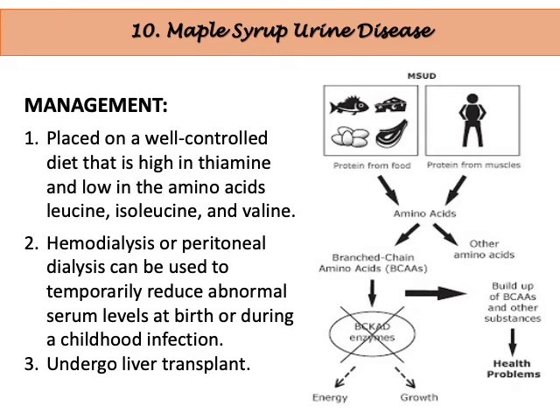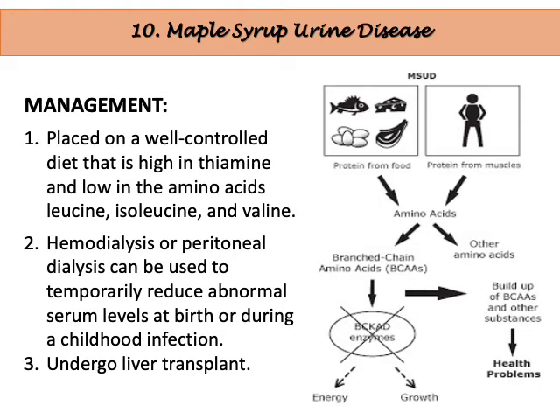First, important is to place the child on a well-controlled diet that is high in thiamine and low in the amino acids leucine, isoleucine, and valine. If done early, on the first or second day of life, cerebral degeneration can be prevented, just like in PKU. This diet is extremely difficult to maintain, so parents need intensive nutritional counseling.